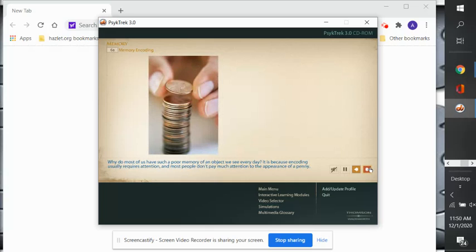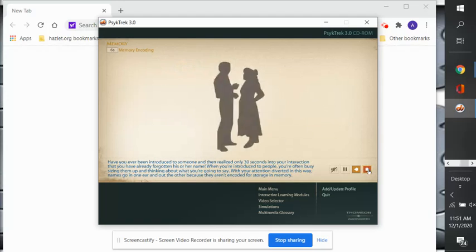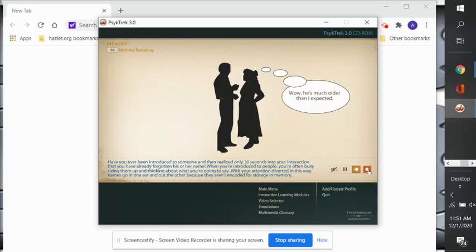So the question is, why do most of us have a poor memory of a thing like a penny, something we see every day? It's usually because encoding requires attention, and most people don't pay much attention to the appearance of a penny. They know, like I said, basically what a penny looks like, but they never actually pay attention to the details of it. So, for instance, if you've ever been introduced to someone and then realized only 30 seconds into your interaction with them that you've forgotten their name already, the reason is you never really tried to encode it in the first place. Probably wasn't important enough for you to try to remember it. So as a result, if you don't pay attention to it, you tend to forget it.